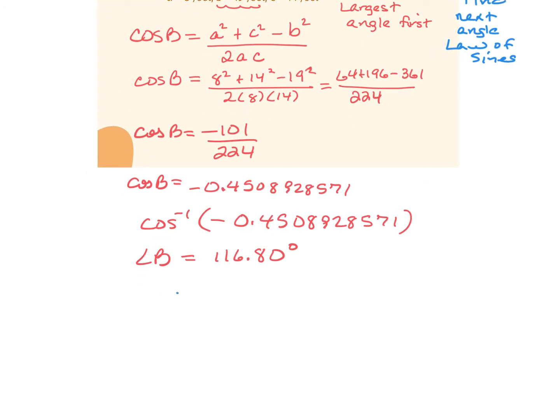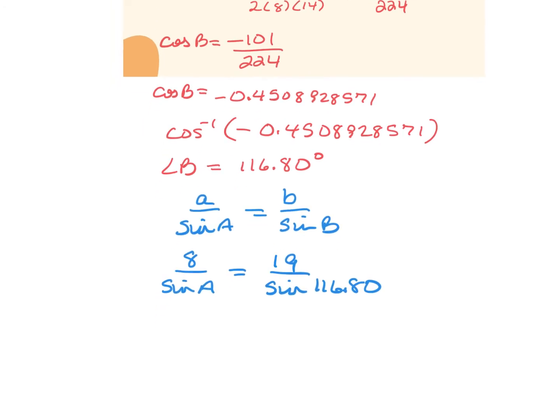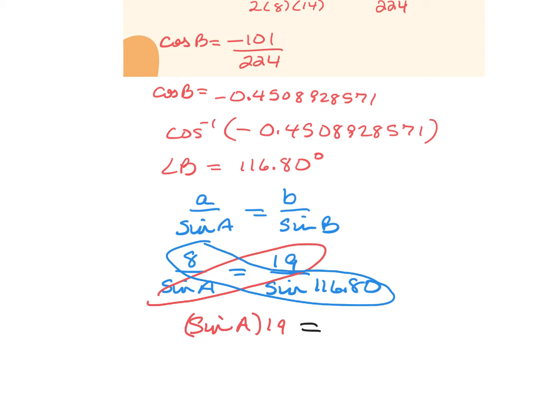So I'm going to set up my proportion. A over the sine of A equals B over the sine of B. I'm going to fill in my numbers. A is 8. I do not know angle A yet. Side B is 19. And angle B I just calculated. And just like in last night's homework, we are going to multiply on the diagonals. So sine A times 19 is equal to 8 times sine 116.80.